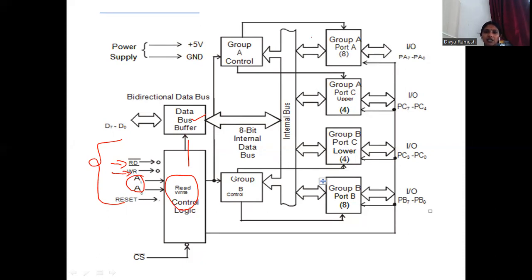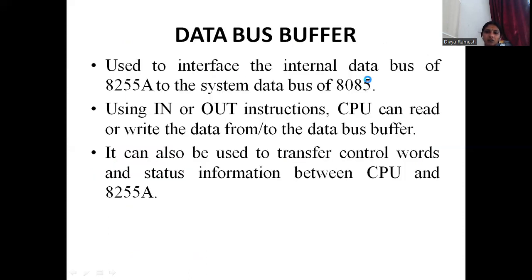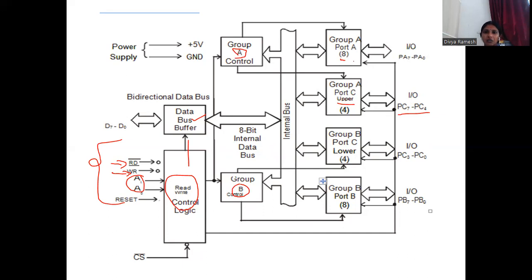So generally it consists of two control blocks. One is your group A control, another one is your group B control. So group A control will hold the values of port A and port C upper. So port C upper in the sense P4 to P7. So only these 12 pins will be present in group A control. In group B control, again 12 pins. So totally 24 pins for this communication process.